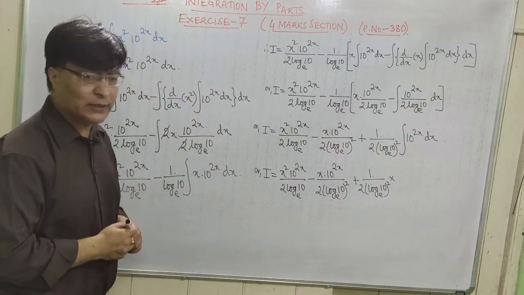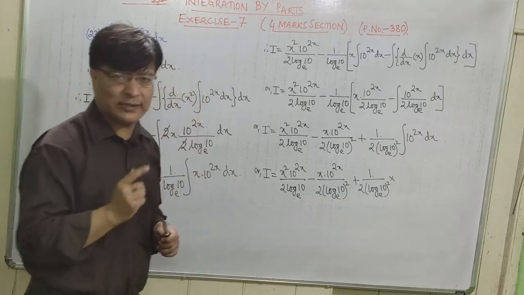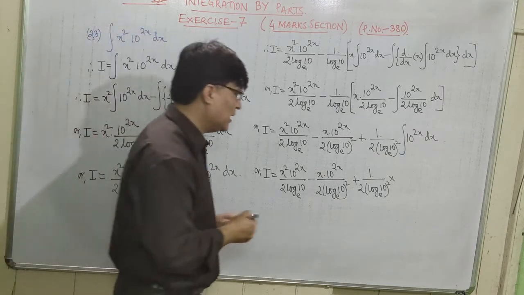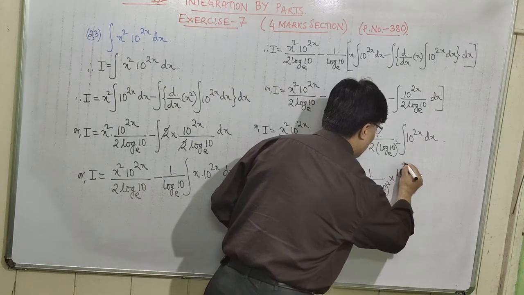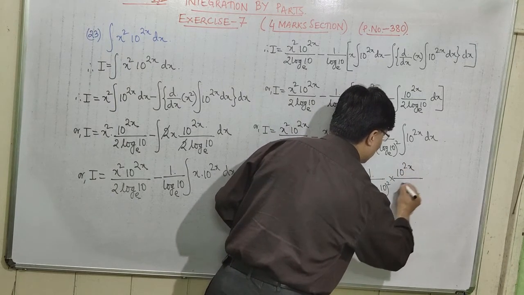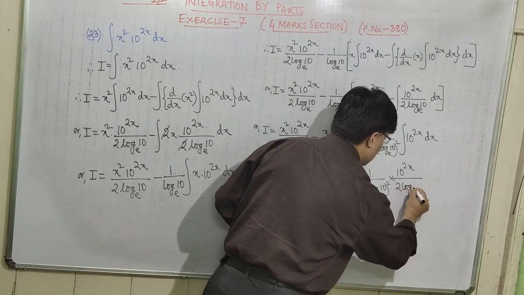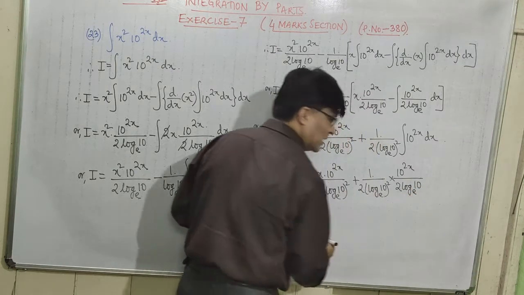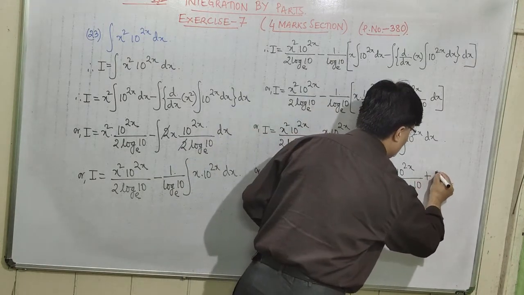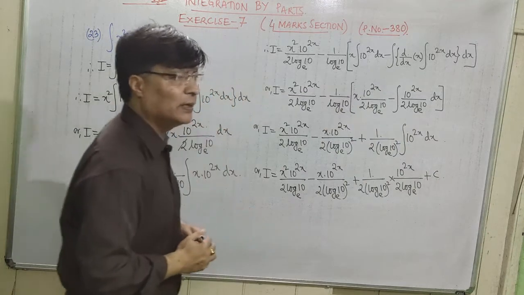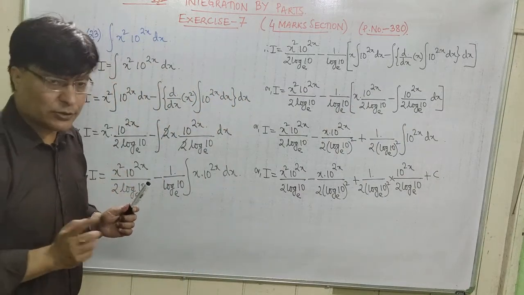So now let us evaluate this integration, 10 to the power 2x dx. It is just like a to the power mx dx. So it is a to the power mx, that is 10 to the power 2x divided by m log a base e, 2 log 10 base e. Then what do we write? Plus c. So I think you have understood it.